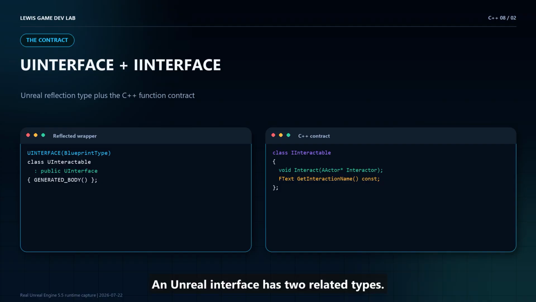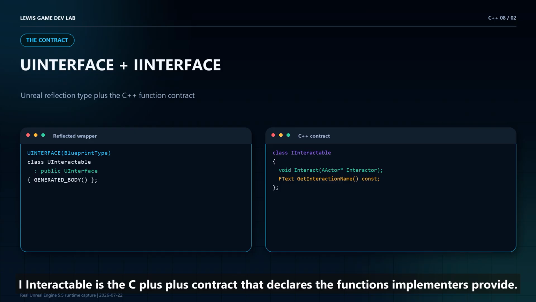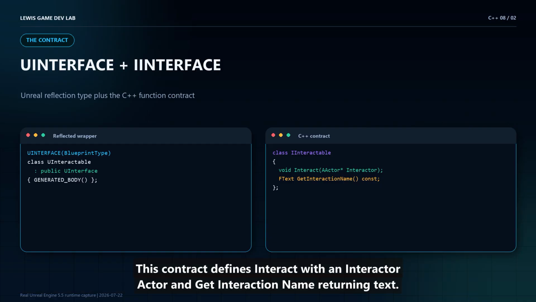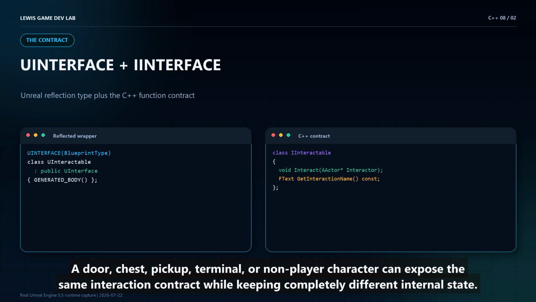An Unreal interface has two related types. UInteractable is the reflected UObject wrapper generated by UInterface. IInteractable is the C++ contract that declares the functions implementers provide. This contract defines interact with an interactor actor and get interaction name returning text. It describes capability without requiring shared storage or an inheritance tree. A door, chest, pickup, terminal, or non-player character can expose the same interaction contract while keeping completely different internal state.